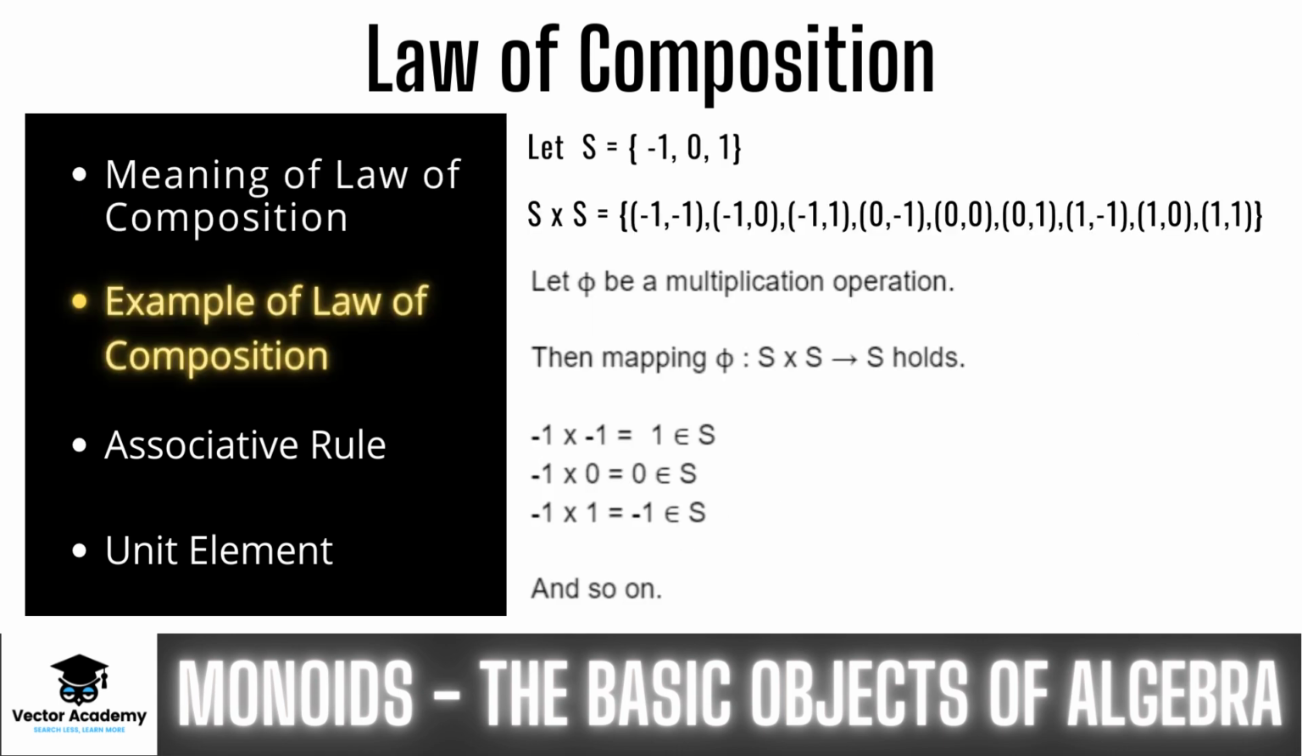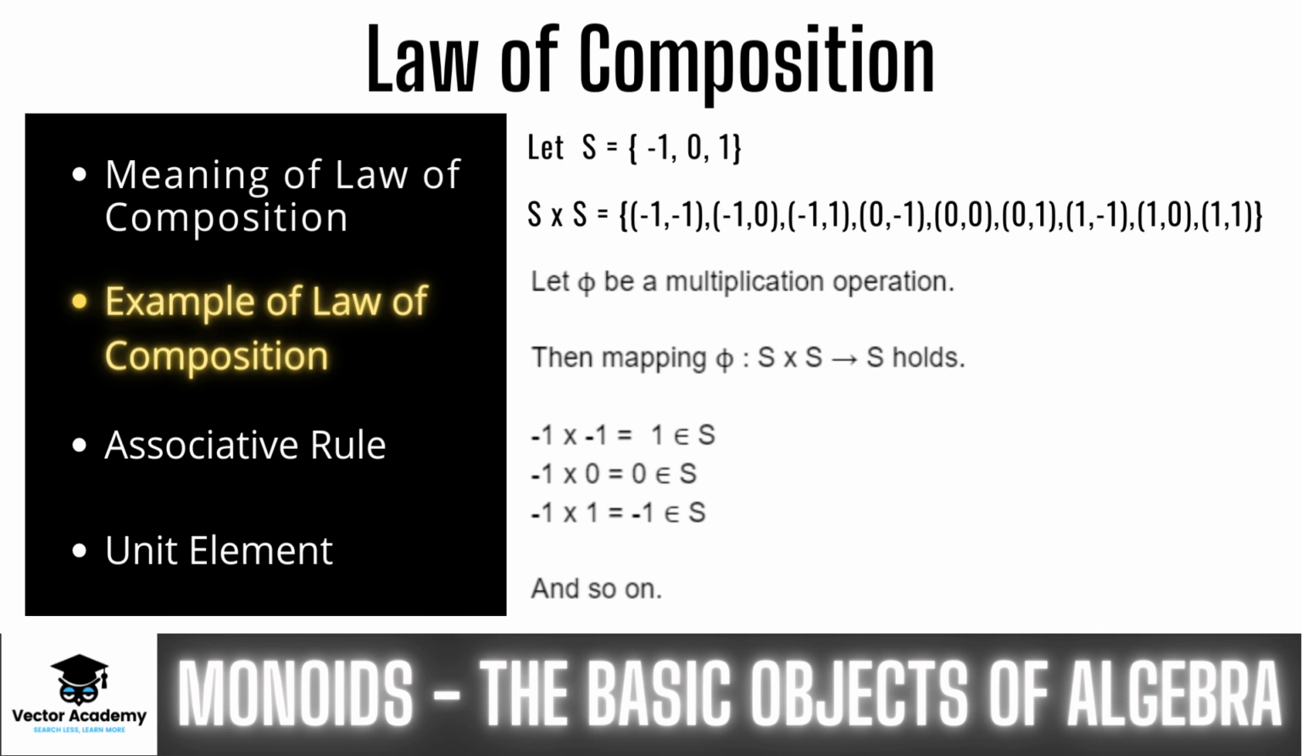Example of law of composition. Let S equal {-1, 0, 1}. Then S cross S equals (-1, -1), (-1, 0), (-1, 1), (0, -1), (0, 0), (0, 1), (1, -1), (1, 0), (1, 1). Let phi be a multiplication operation. Then the mapping S cross S to S holds. That is, -1 cross -1 equals 1 which belongs to S. -1 cross 0 equals 0 which belongs to S. -1 cross 1 equals -1 which belongs to S.